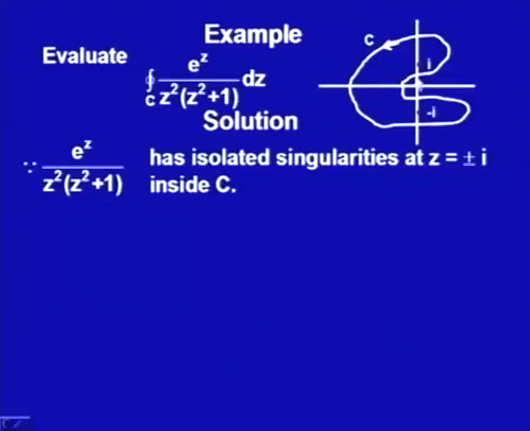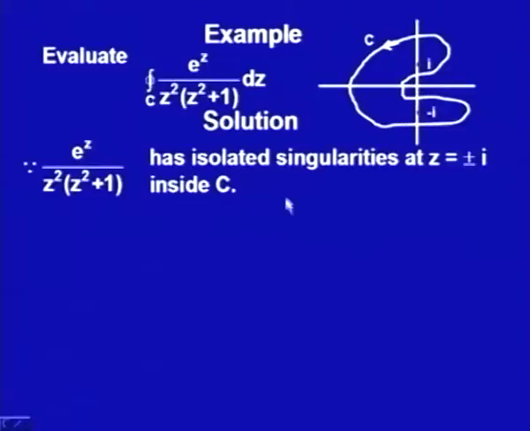Z is equal to 0 is this one, because the contour is given to us, and plus and minus I, this is plus I and this is minus I, on the imaginary axis at plus 1 and at minus 1. So, we have singularities at 0 and plus and minus I, of which in the given contour we have only 2 singularities. The singularity 0 is outside this contour, not inside this contour.